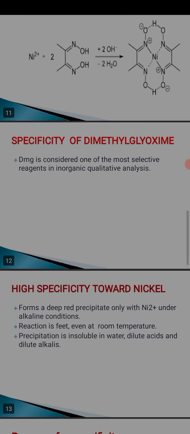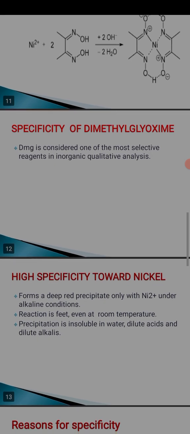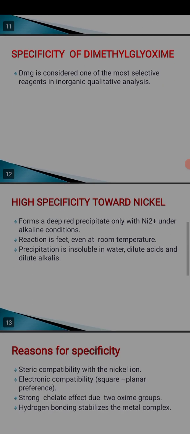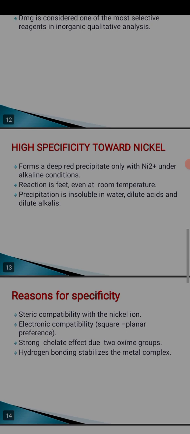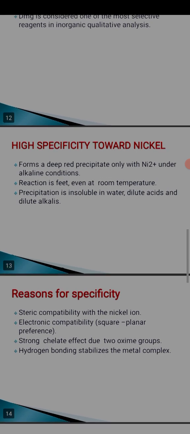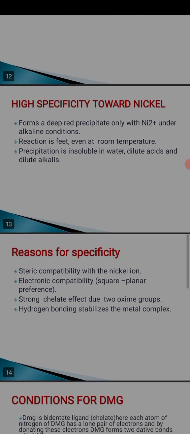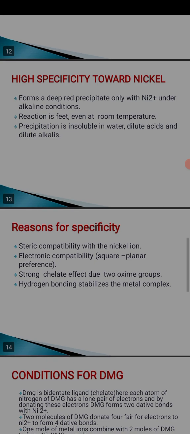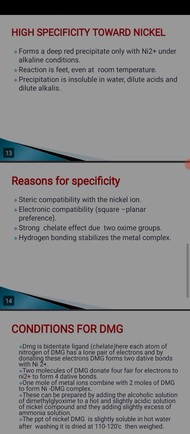Specificity of dimethylglyoxime. DMG is considered one of the most selective reagents in inorganic qualitative analysis. High specificity towards nickel: it forms a deep red precipitate only with nickel ion under alkaline conditions. The reaction is fast even at room temperature. The precipitate is insoluble in water, dilute acids and dilute alkalis.